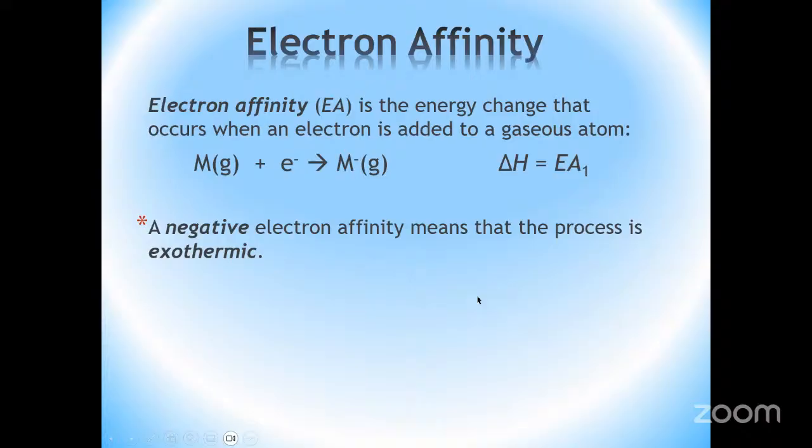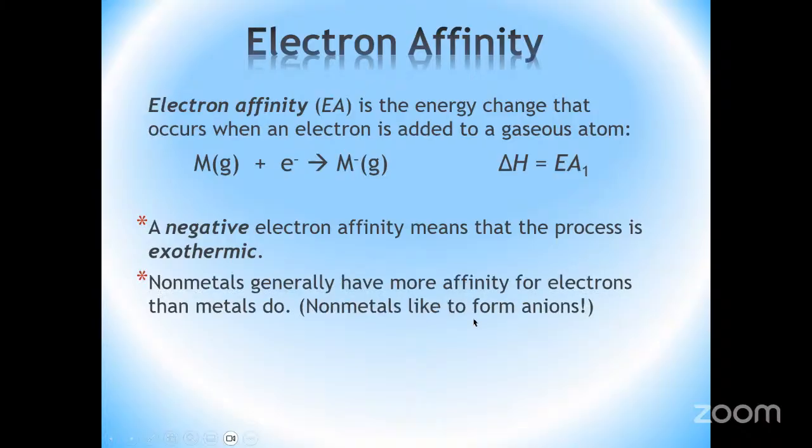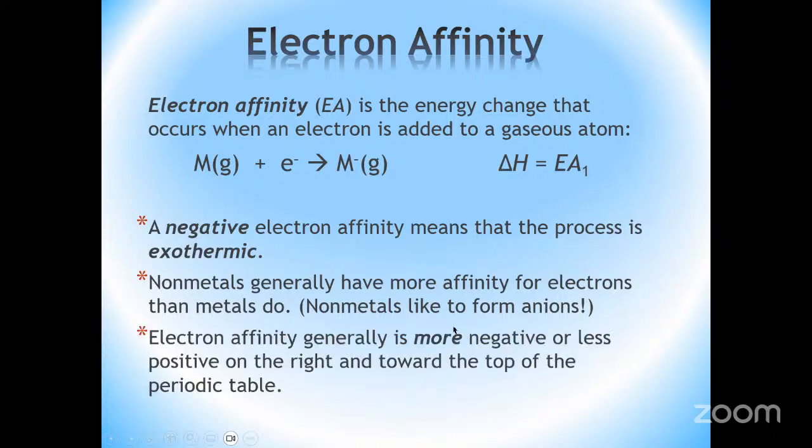A negative value, of course, means that the process is exothermic, which is the case for nonmetals, right? They have a larger magnitude for the value of the electron affinity compared to metals. And that's because nonmetals prefer to form anions. So basically what you find is that the electron affinity becomes more negative as you go from left to right of any period, or going from bottom to top of any group.